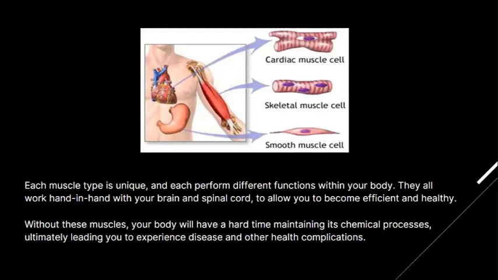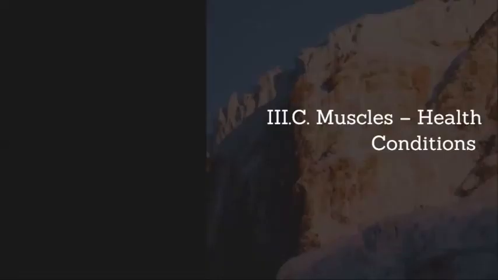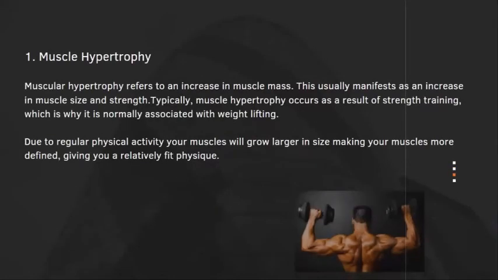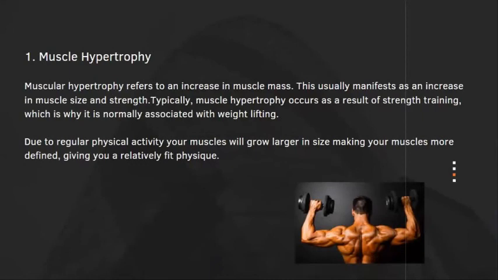Right? So that is our muscles. I hope that's clear. Yung function or yung structure and functions ng muscles natin. Now let's talk about the two kinds of health conditions na meron tayo when it comes to muscles. And napakasimple lang nito, no? Yung dalawang health conditions. Una, yung tinatawag natin na muscle hypertrophy.